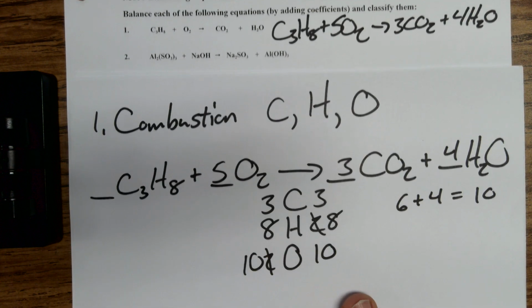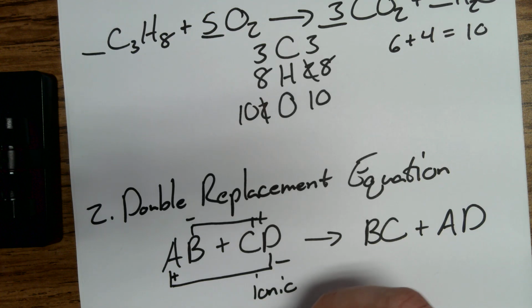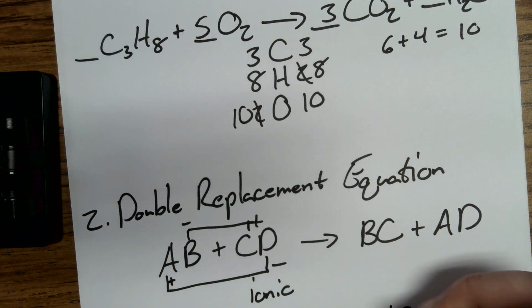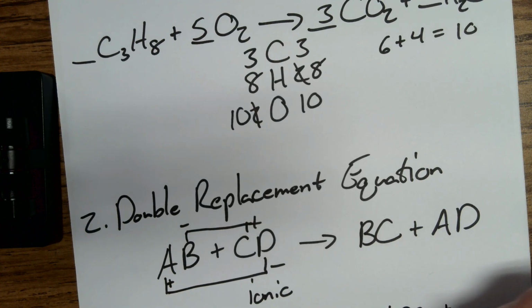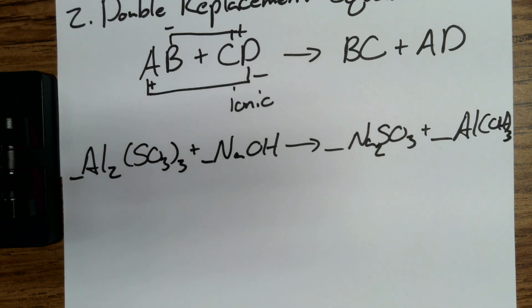Our example is aluminum sulfite plus sodium hydroxide will yield sodium sulfite. Guys, this is on you. Here's my equation.